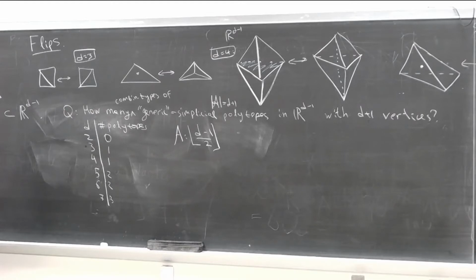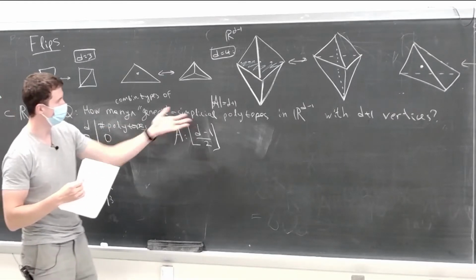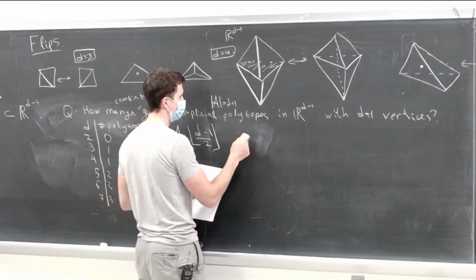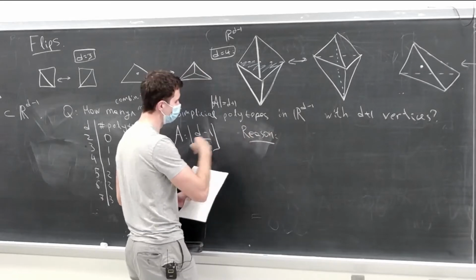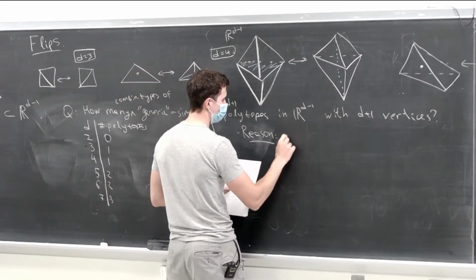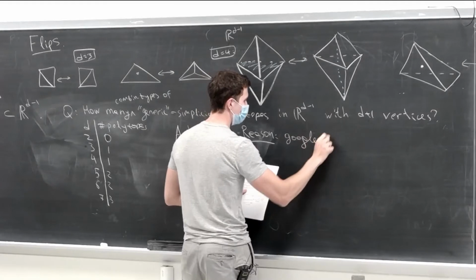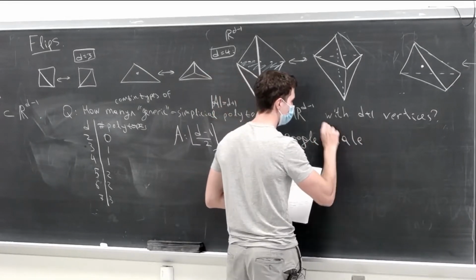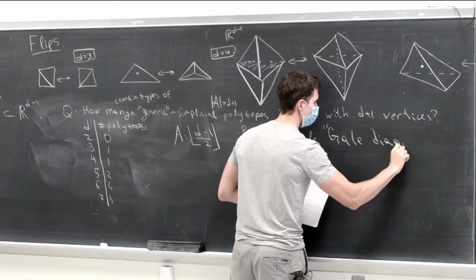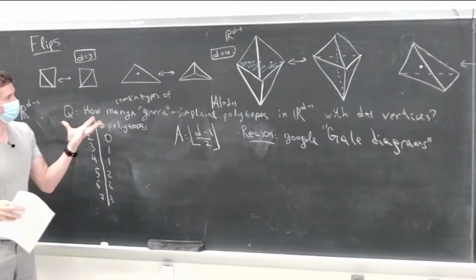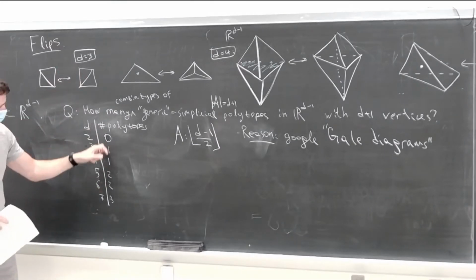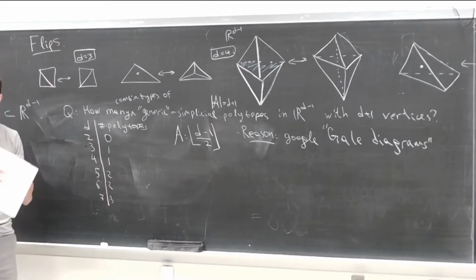I'm not going to explain why this is true, but if you are curious why, an easy way to see it is to use Gale diagrams. Google Gale diagram. So the point is that even if the points are in convex position, once the dimension is high enough, you're going to get many different possible pictures of flips.